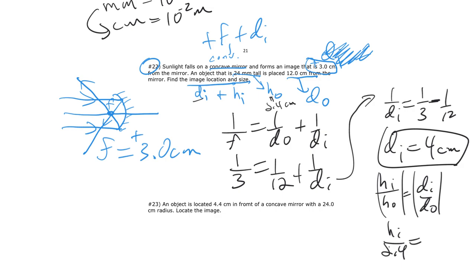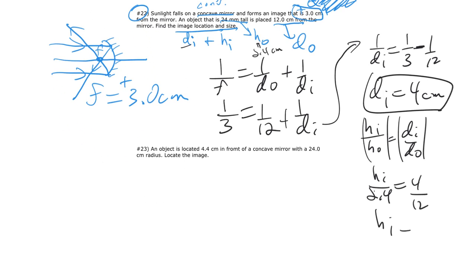HI over 2.4 equals DI, the distance of the image we solved before, over the distance of the object, which is 12 centimeters. So the height of the image is 2.4 times 4 divided by 12. I get 0.8 centimeters. So the image is smaller than the object.